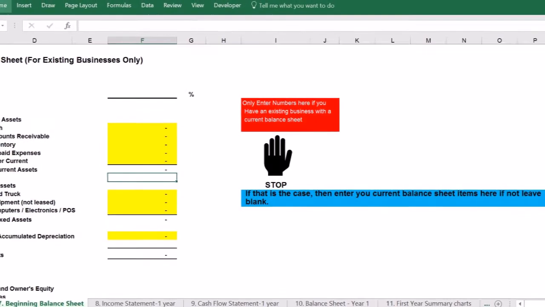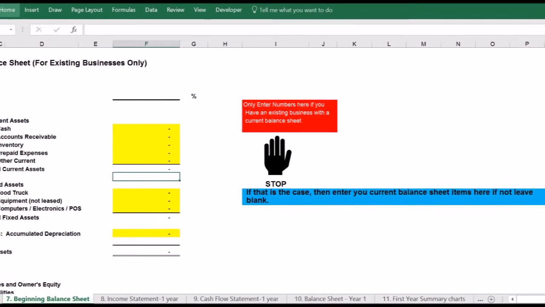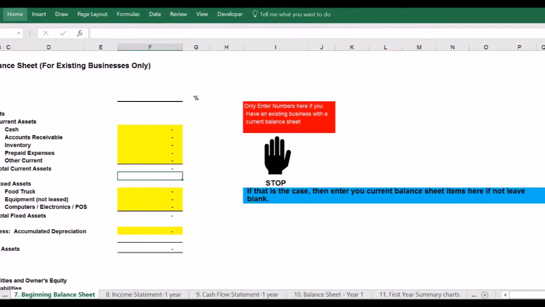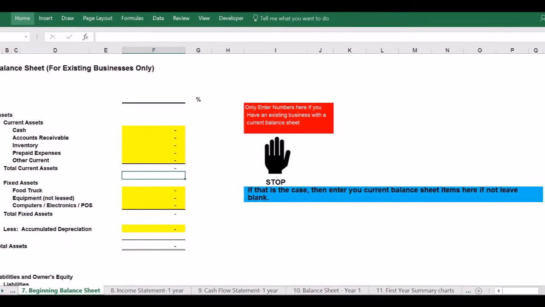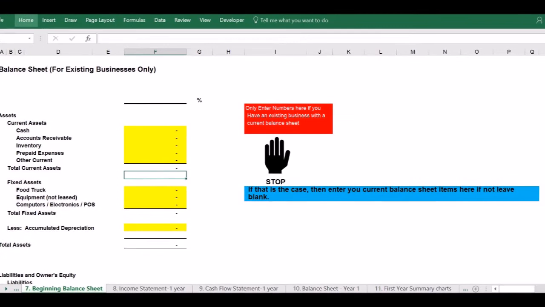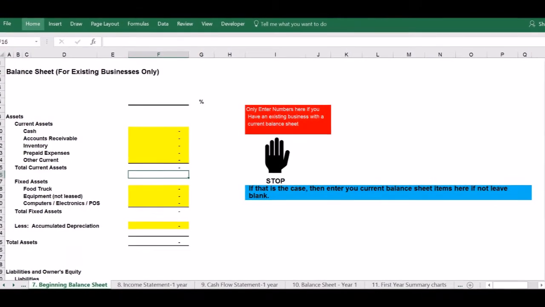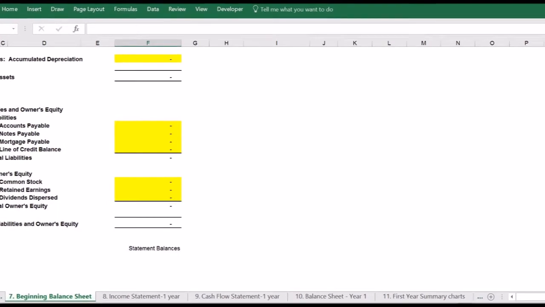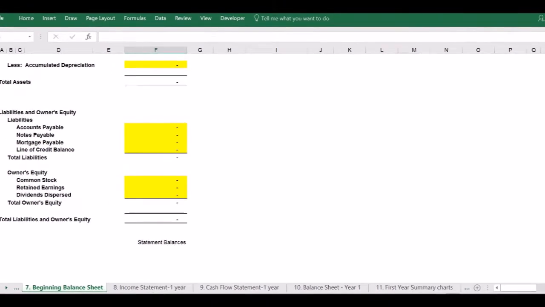The next worksheet is the existing business balance sheet. If you have already started your business operations and have a current balance sheet listing the assets and liabilities of your business, you will want to enter that information here. In our sample here, we are assuming a startup, so this sheet has zeros and is blank.